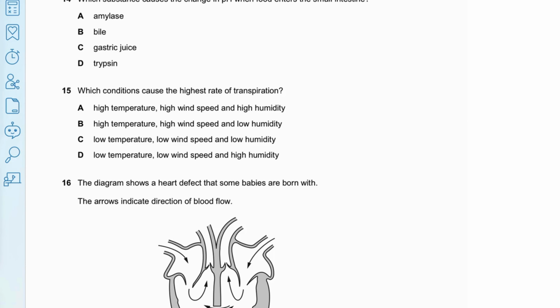14. Which substance causes the change in pH when food enters the small intestine? Which one acts as a buffer in our body? Which one? Bile. It provides the optimum pH for enzymes in the small intestine to work, exactly inside the duodenum.